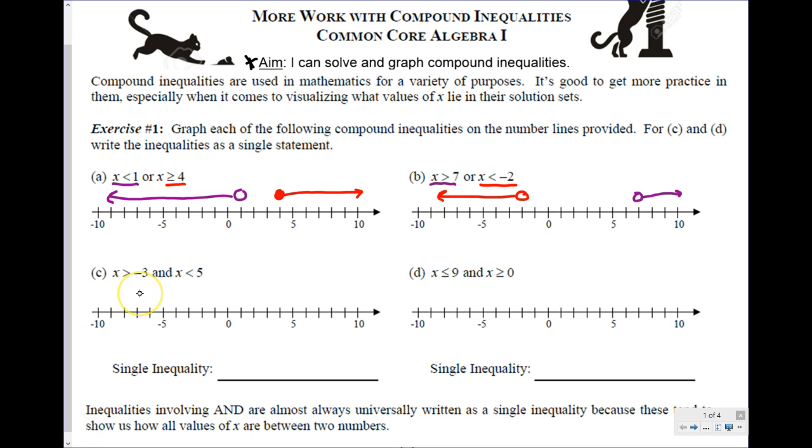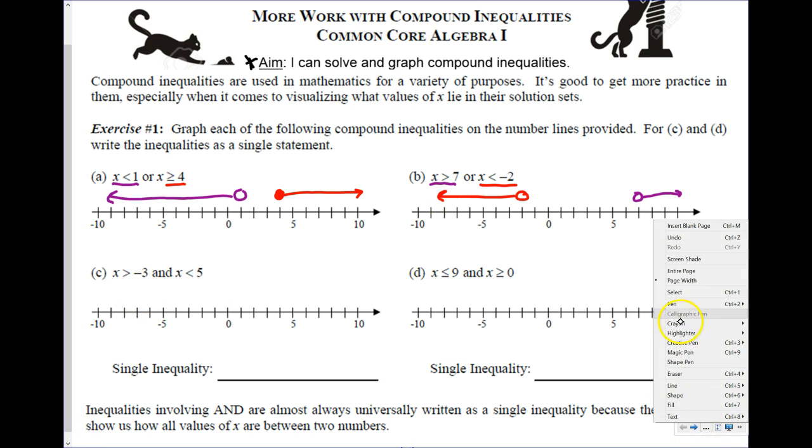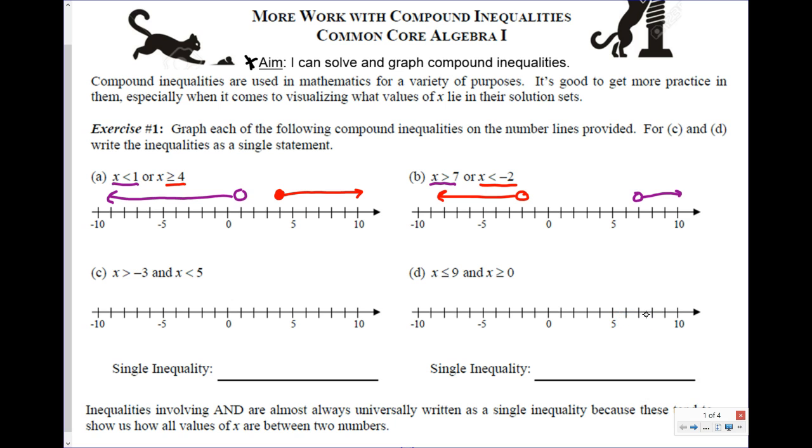Okay, let's take a look at the AND inequalities. There's a little bit of a different rule with the ANDs. So I have x is greater than -3 here. So x is greater than -3, so I'm going to put an open circle on -3. And x is less than 5, so an open circle on 5. Because it's AND, one's greater, one's less, we connect it this way.